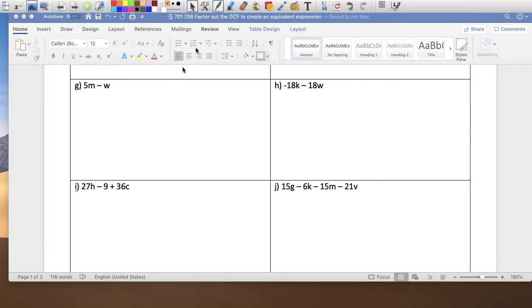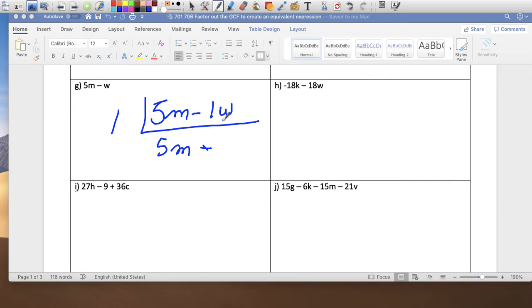Okay, so 5m minus w. And I'm going to write a 1 here. Is there any number you know that goes into those two? Well, the only number that goes into those two is 1. We're done. 1 goes into 5m 5m times, and 1 goes into 1w, 1w times. So the answer would have been this. And if you want, you can put a 1 in there, but not necessary.